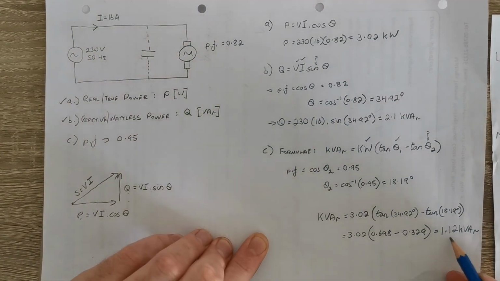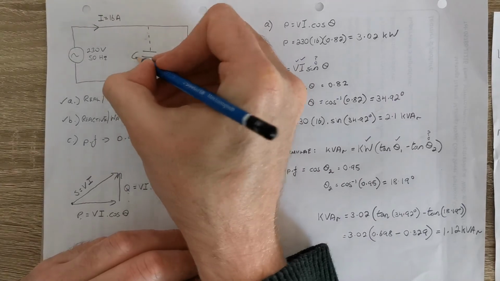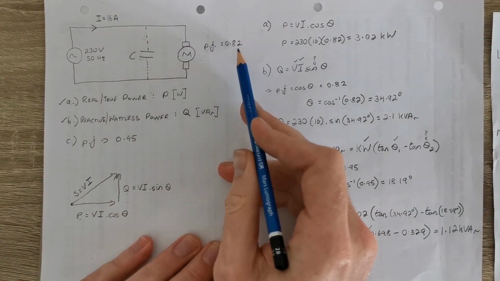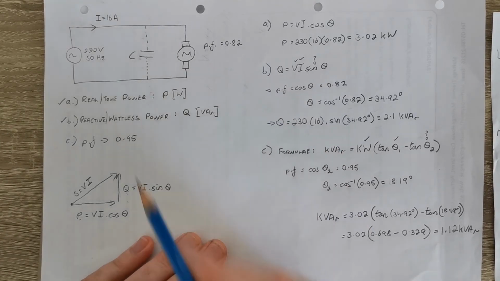So that would be the power rating of the capacitor that would increase the power factor from 0.82 to 0.95 in this circuit.